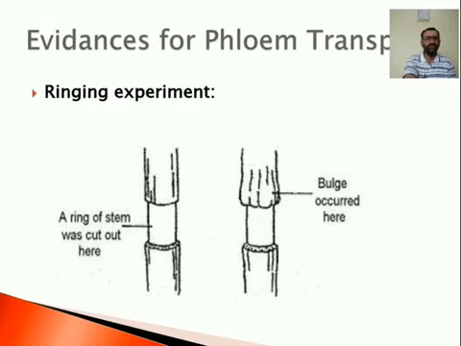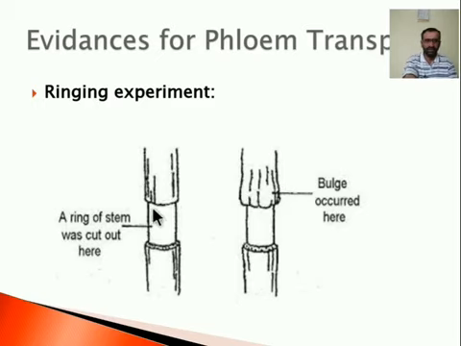If the bark including the phloem is removed, okay, a ring of bark, let us see here, not only the bark but the bark including the phloem can be removed. When we remove it from the stem of the plant, the downward translocation of the food material stops here. Okay, let us see here.